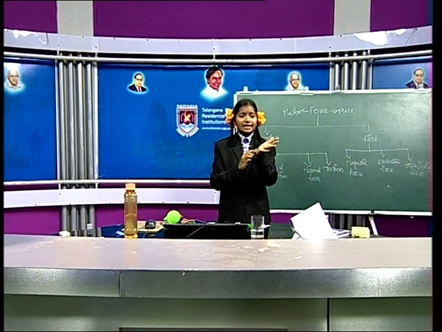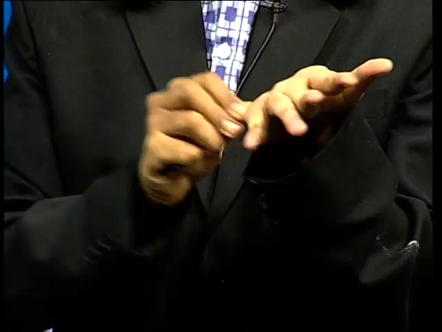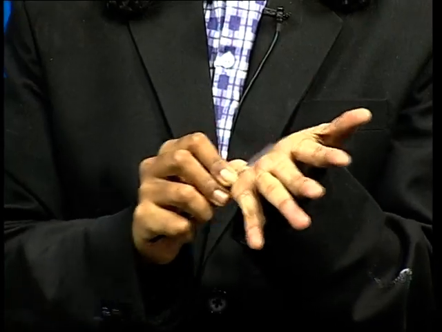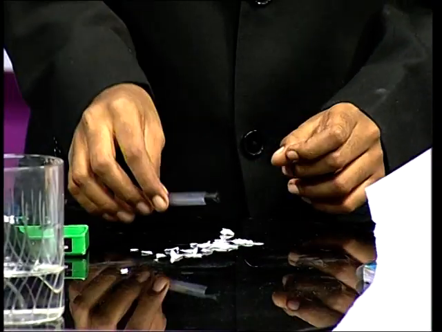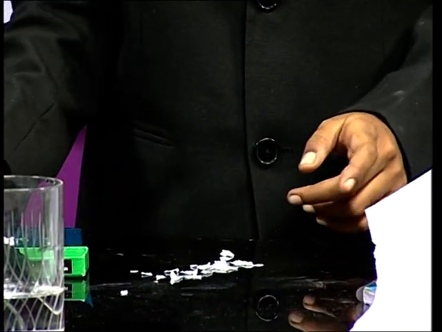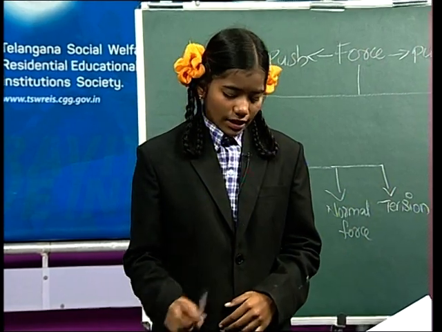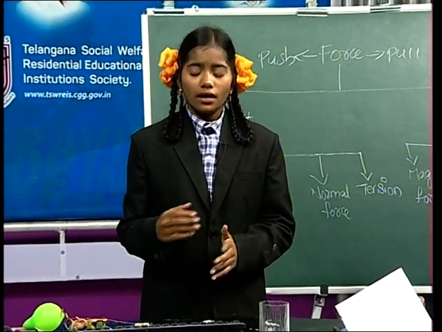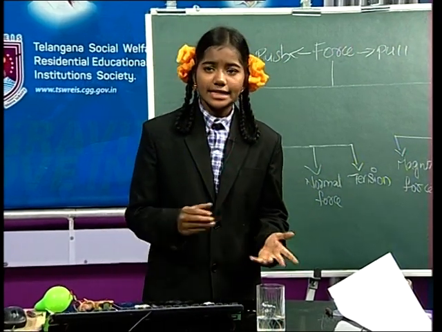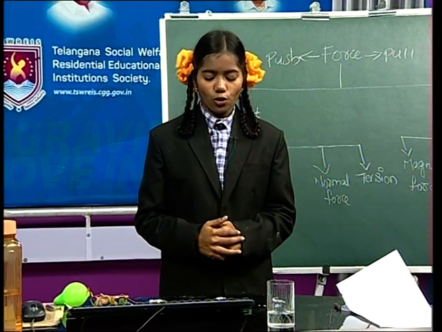Take a pen and rub it on the table. Rub it on your hand. And bring the pen towards the papers. Friends, the pieces of paper are attracted towards the pen. So, it is also an example of electrostatic force.